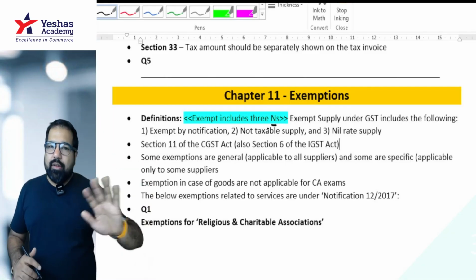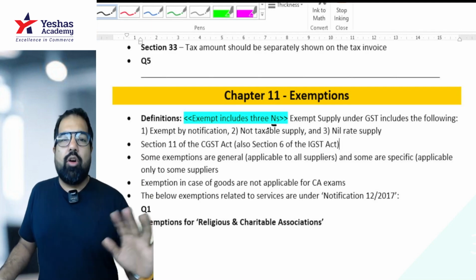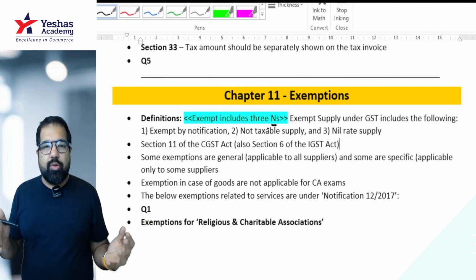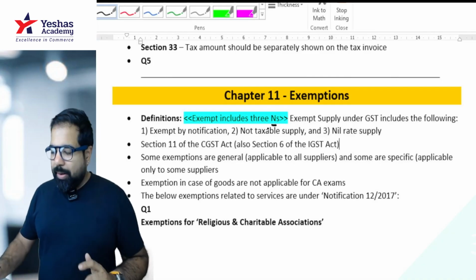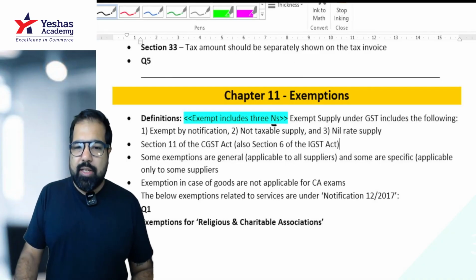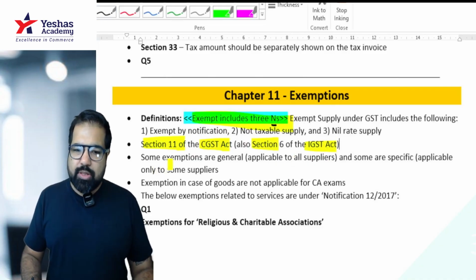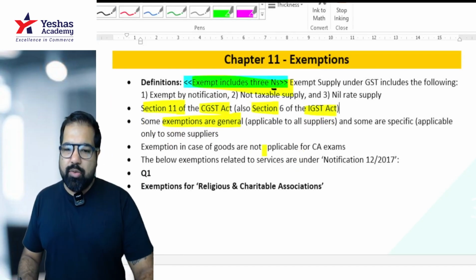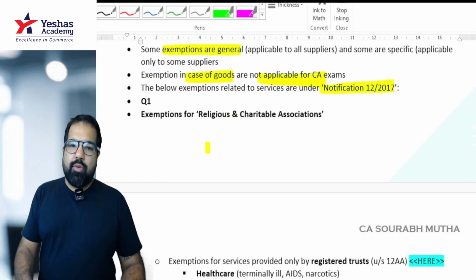Now, goods are not part of the CA Inter exemption curriculum. So we will not talk about exemption on goods because there are so many goods. The ICAI said, listen, you don't have to do it. But services are under the bracket of exemption. So, which are the services which are exempted? Let's try and see that. This is what it is. Exempt as 3 N, section 11 of the GST Act, also section 6 of the IGST Act talks about exemptions. Exemptions are given to the general public also. Goods are not applicable to CA exams, and notification number 12 of 2017.